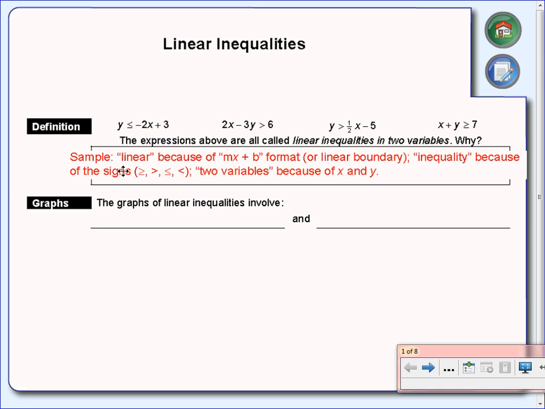So again, we're calling this linear inequalities in two variables, because all of these are linear. They can all be written in slope-intercept form. They all contain an inequality symbol rather than an equal sign. And each of these has two variables. It has an x and a y. So what we're going to be doing today is graphing these linear inequalities in two variables.